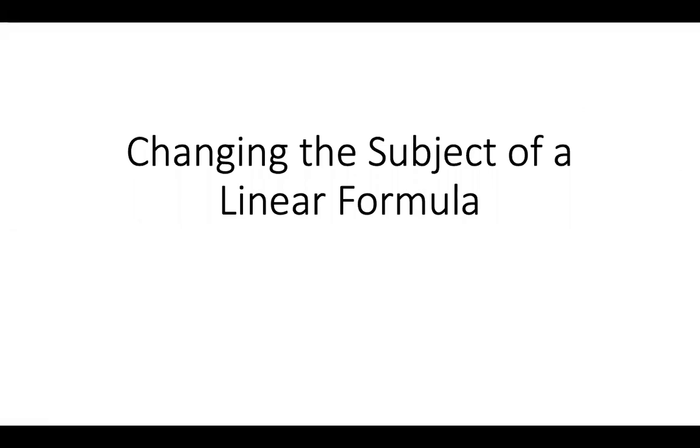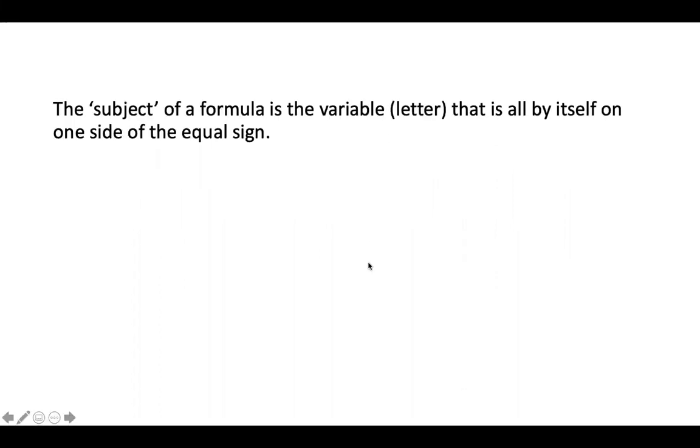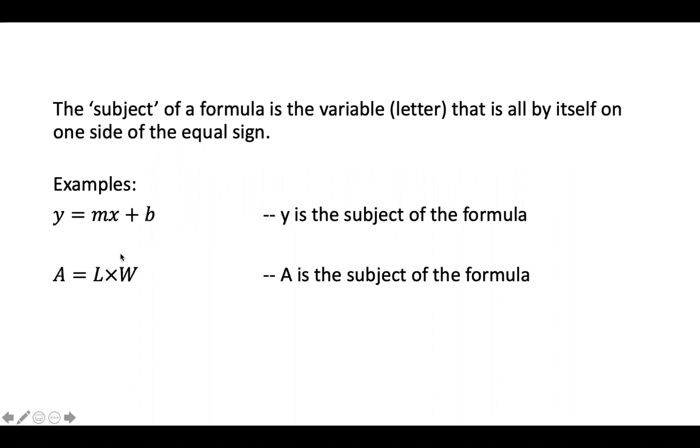So now we're looking at changing the subject of the linear formula. The subject just means that it's the variable that's all by itself on one side of the equal sign. So I gave you a couple of examples. For y equals mx plus b or plus c, y would be the subject because it's all by itself. For area equals length times width, area would be the subject because it's all by itself.